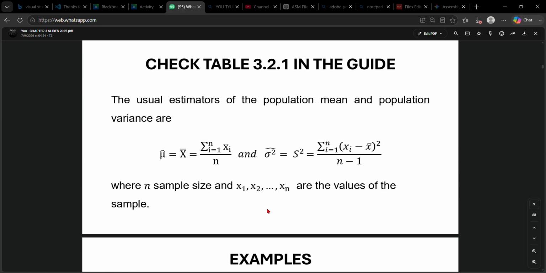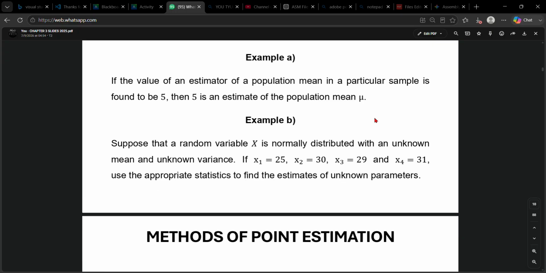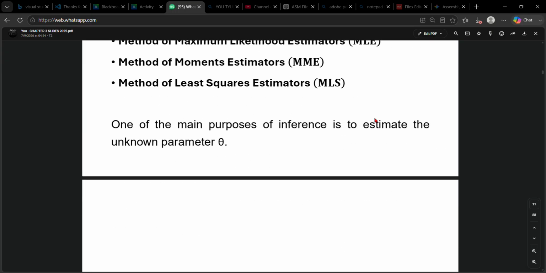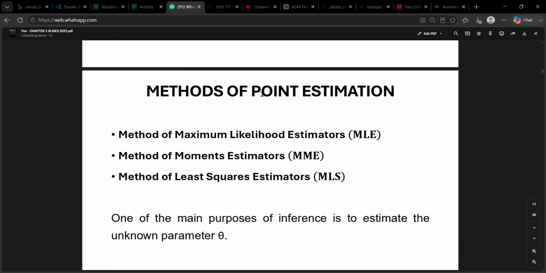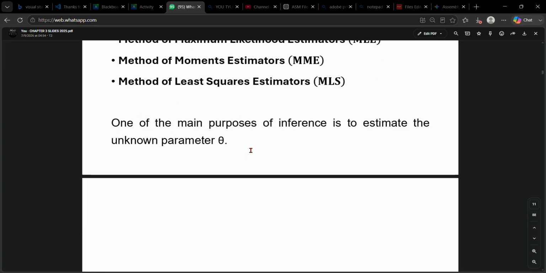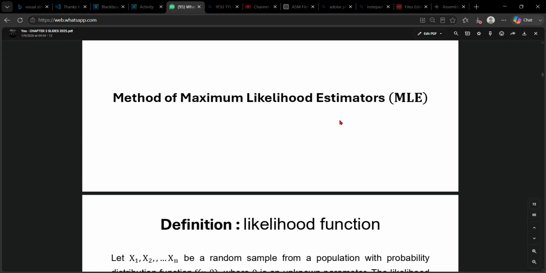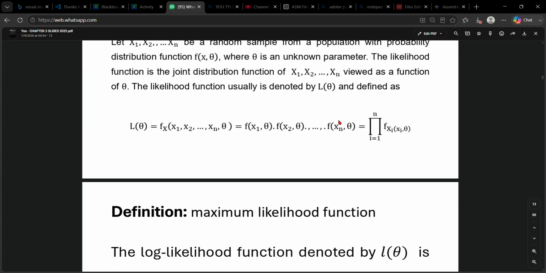So this is chapter 3. I'll just give a summary, right? You know the mean is given by that and the variance is given by that. Then we have the methods of point estimation: the maximum likelihood, the method of moments estimation, and the method of least square estimation. So basically we have the MLE, MME, MLS. You must not calculate each one of them.